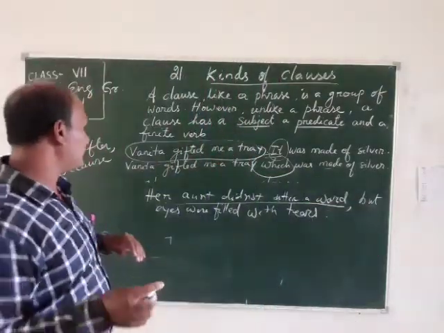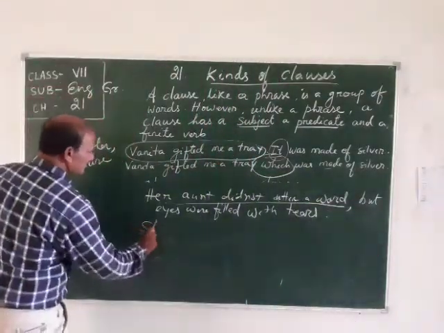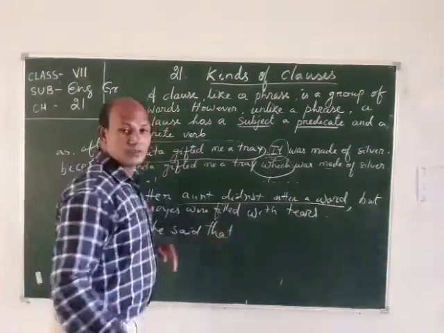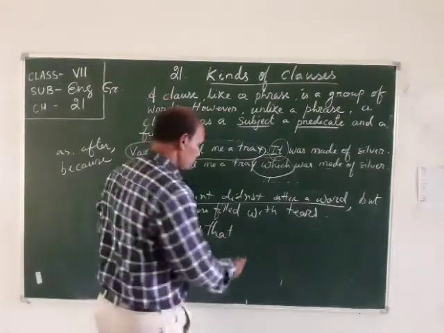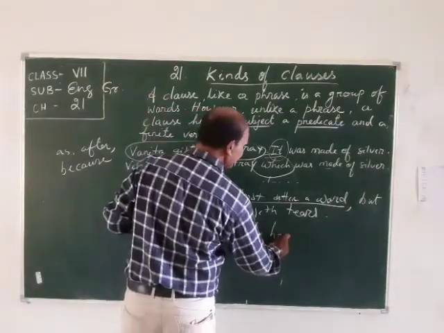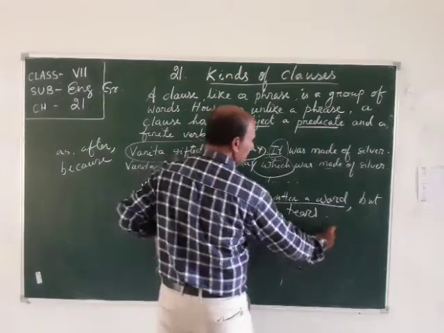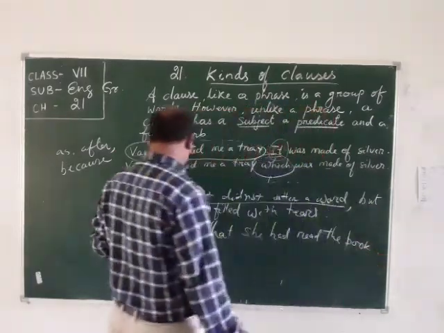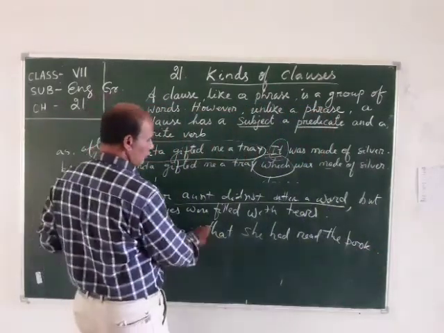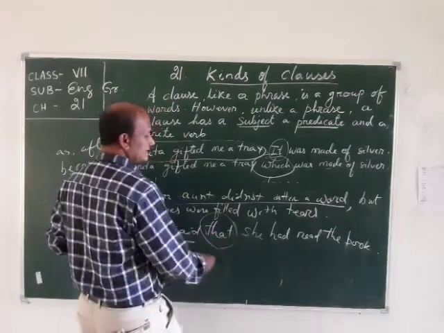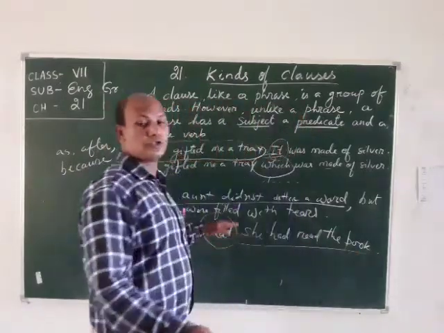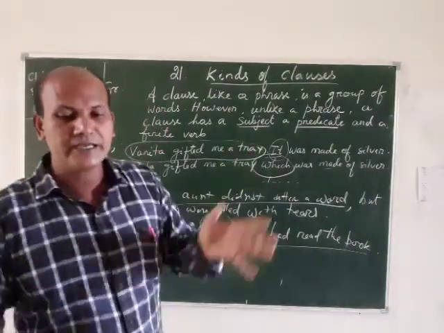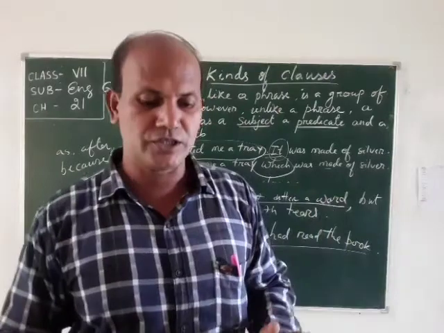For example, we can write, she said that she had read the book. In this you can see we have a main clause and a subordinate clause, joined together by the conjunction "that". We can make two clauses together by joining them with this.